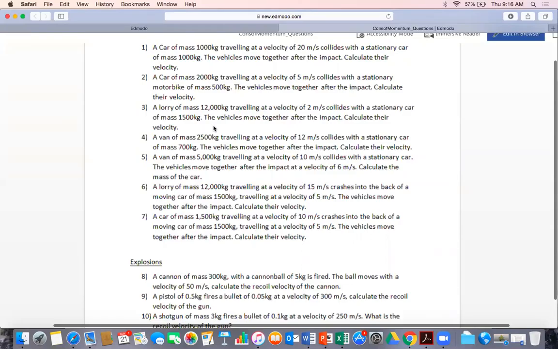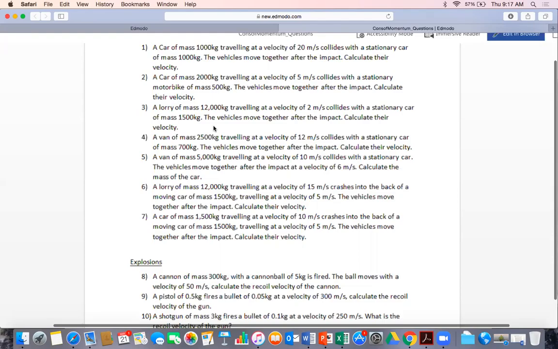So momentum after is also mass times velocity. But now the mass after the collision is 1000 plus 1000, because both the cars stuck together. So 1000 plus 1000 is 2000. The velocity, we don't know. That's what we want to find out. So 20,000 equals 2000 V. So V is equal to 20,000 divided by 2000, which is 10. So 10 meter per second.